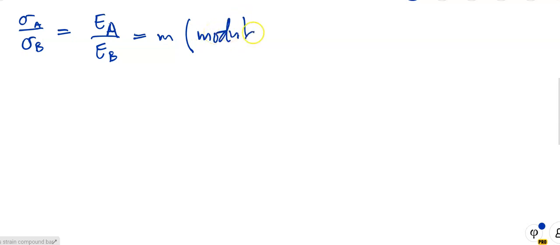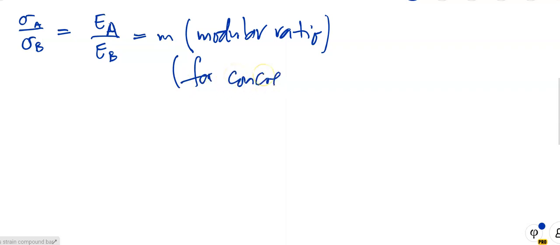Modular ratio. And for concrete, like we know it, M is normally in the vicinity of 15. So the modular ratio for concrete is 15. That means if we take Young's modulus of steel divided by Young's modulus of concrete, it's around 15. It's 14.3, 14.4, 15.1, but it's generally 15. So that's known as the modular ratio equation.